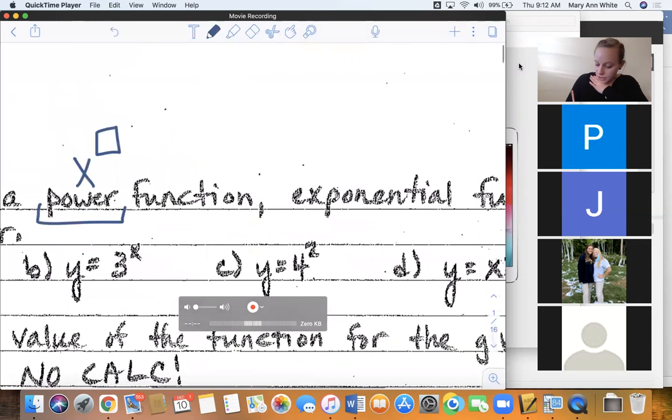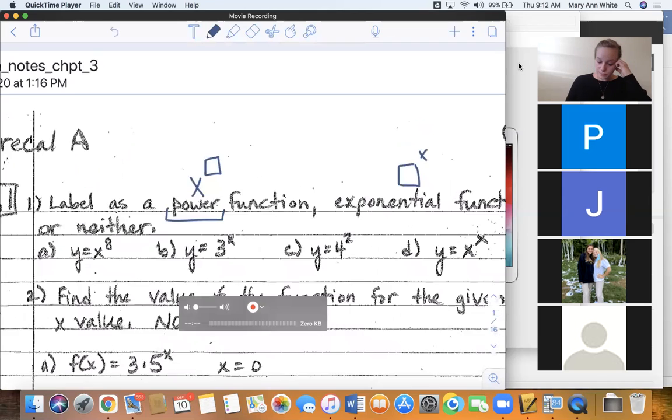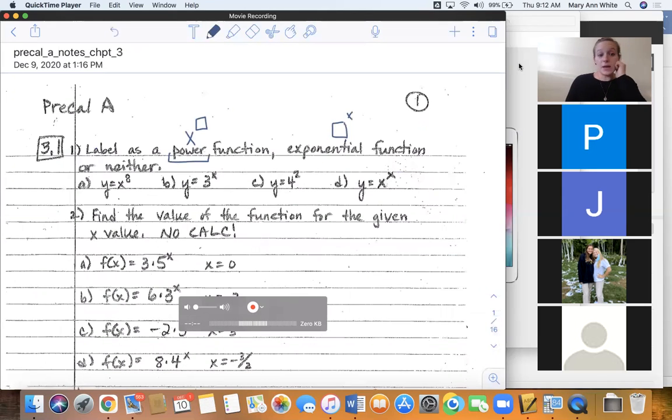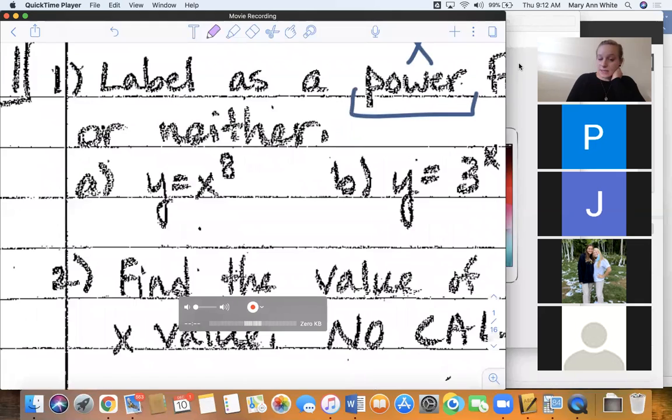An exponential function is where a number is being raised to x. So since it's exponential, x is my exponent. That's kind of how we can tell the difference between these. If it doesn't fit either of those, then we just call it neither. Looking at the 4 examples I have, the first one is an example of a power function because it's x being raised to a power, to an exponent.